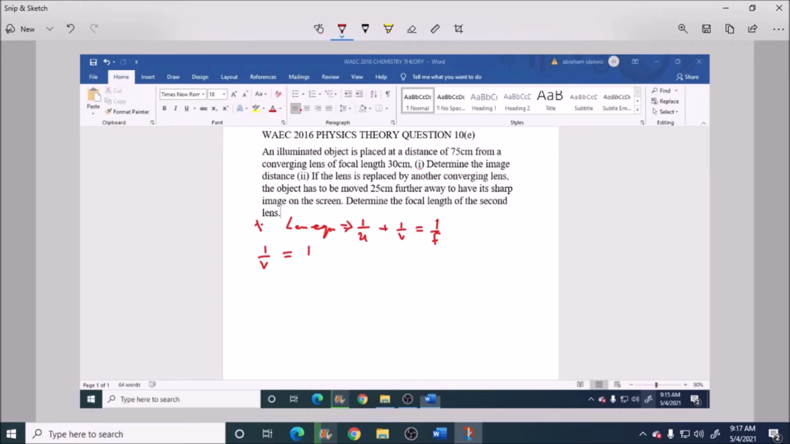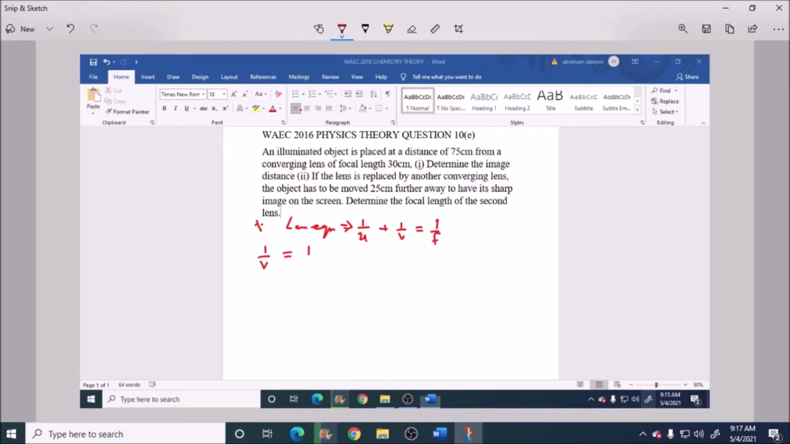Okay, so this will give us 5 minus 2, everything over 150. So this will be 3 over 150. So that suggests that our v is equal to 50 centimeter. That is 150 divided by 3.